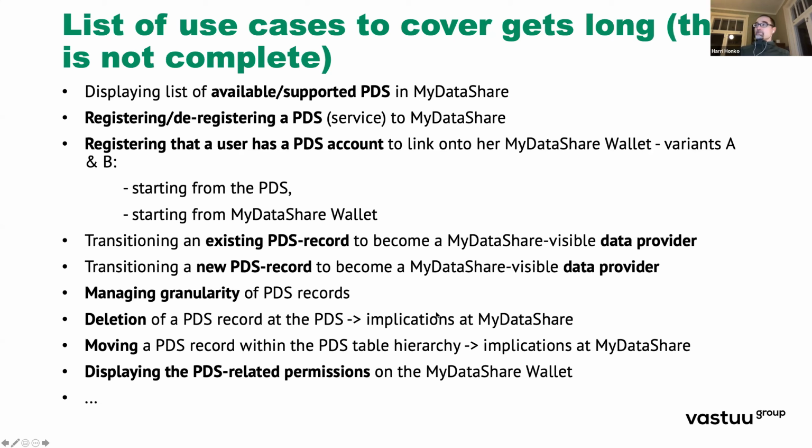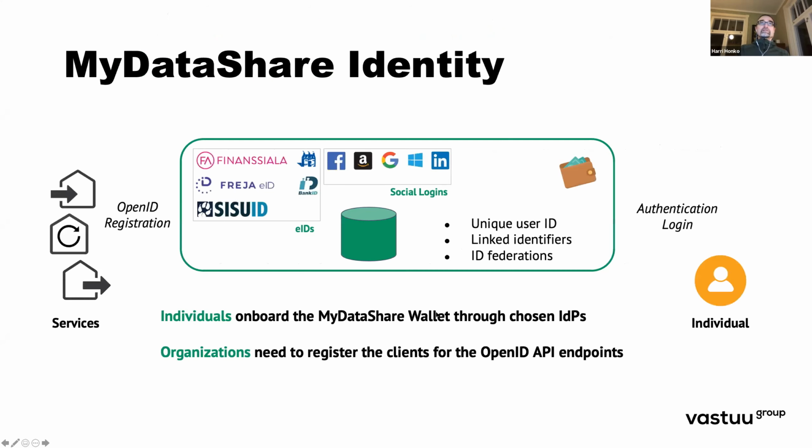Managing the granularity: you might be sharing your whole table, your whole folder of photos, or you might be sharing just one particular record, one photo within that structure. That would need to be also managed between the different entities in the architecture. Deletion, moving, and then also displaying the PDS related permissions. You have to be maintaining either a perfect copy of the permissions you have been given on the PDS, or a subset of those which you have linked through the PDS Mydata share related services. So these ones I'm going to go through pretty fast.